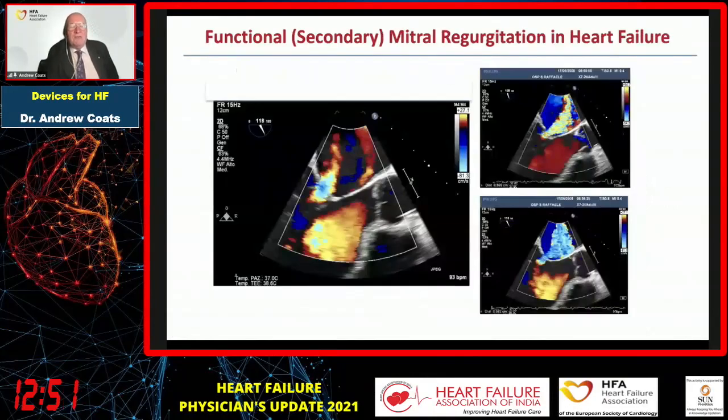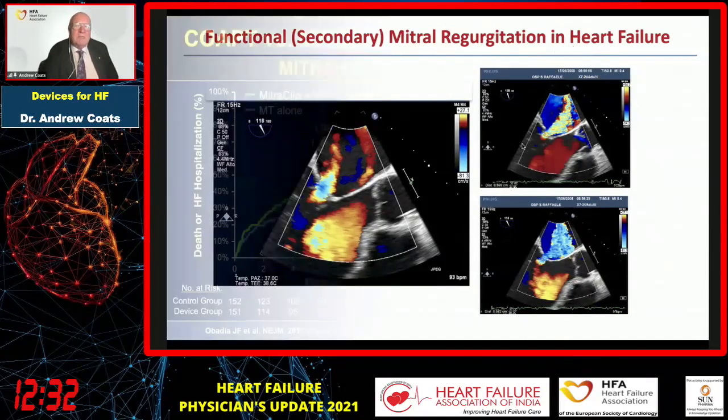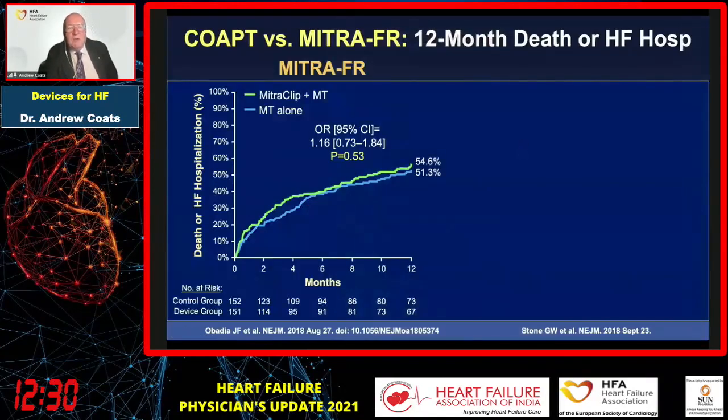Another very interesting series of devices are those designed to address secondary mitral regurgitation, which of course is common in heart failure with reduced ejection fraction and is associated with worse clinical condition and adverse outcomes in terms of mortality and morbidity. It's very common, particularly as heart failure progresses. Now, it's an interesting field because surgical treatments had not been shown to benefit, and then there was the development of a percutaneous device, the MitraClip procedure, that could clip the leaflets of the prolapsing mitral valve.